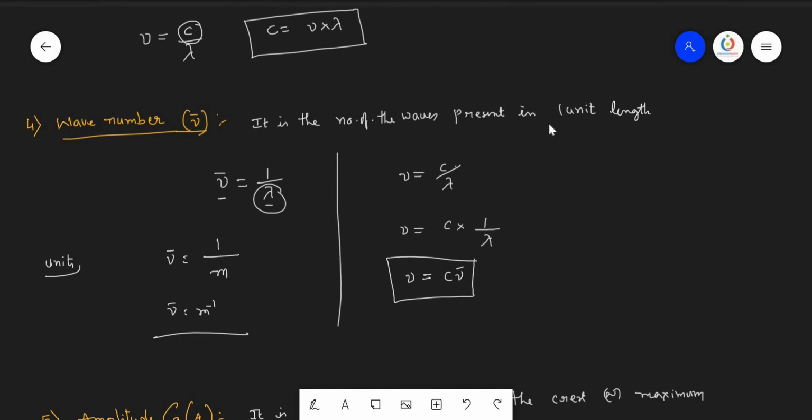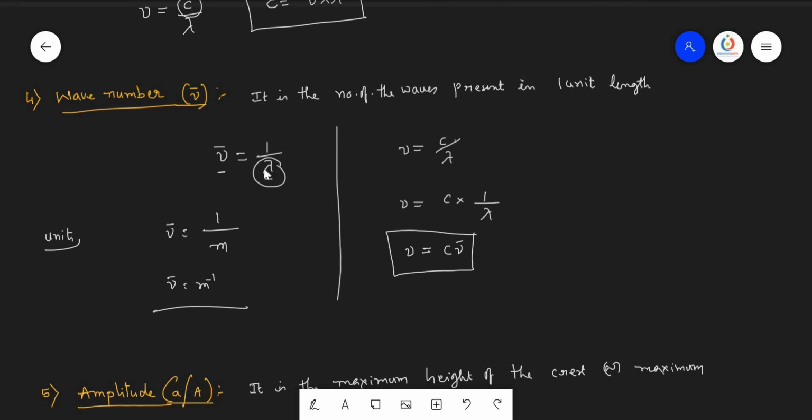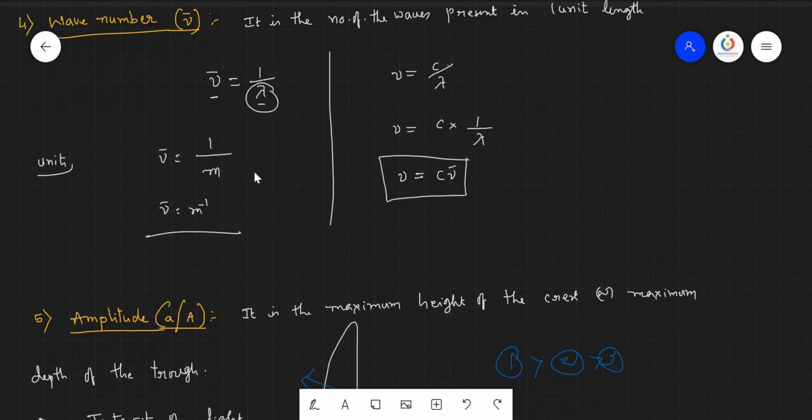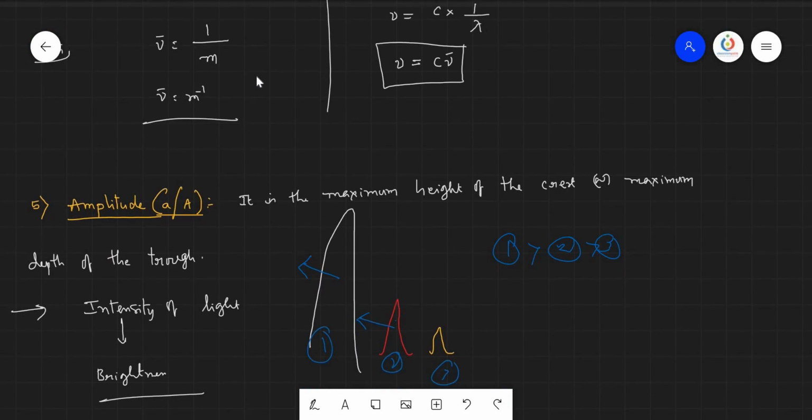Wave number is the number of waves present in the unit length, which is the inverse of the wavelength. So nu bar equals 1 by lambda. When the wavelength lambda increases, wave number decreases. And how this is related to the frequency: we know that nu equals c by lambda. It can be written as nu equals c into 1 by lambda. 1 by lambda means nu bar, so we can write nu equals c nu bar. And the units of the wave number: lambda units are meters, so if meter comes to the numerator, it becomes per meter.